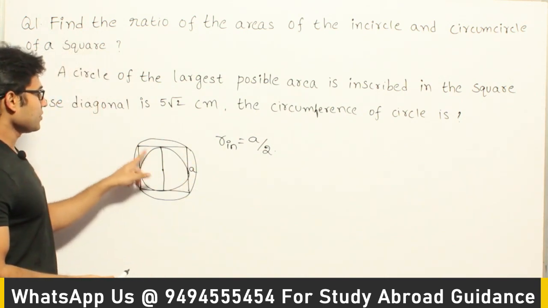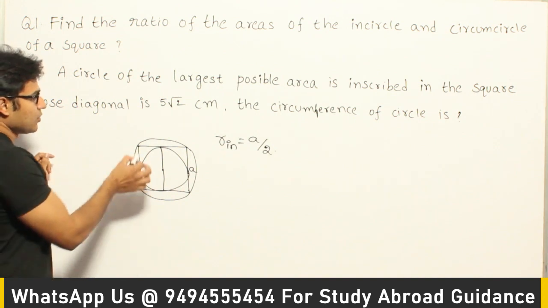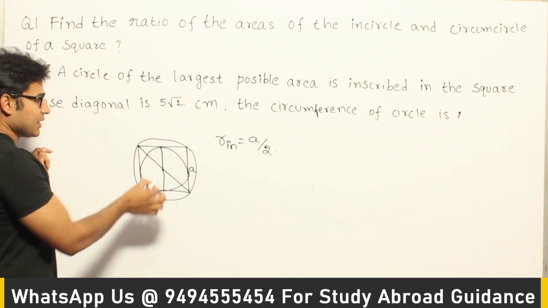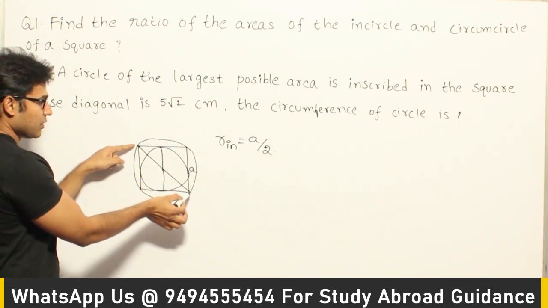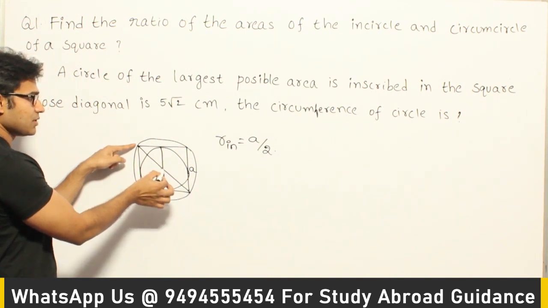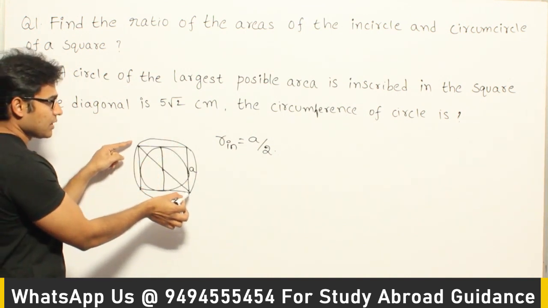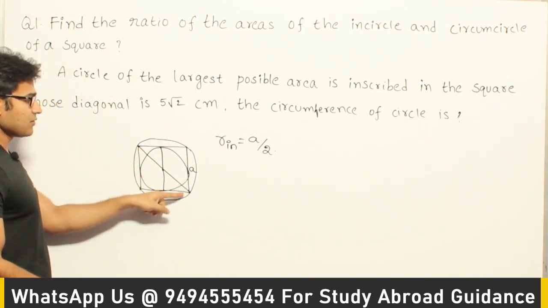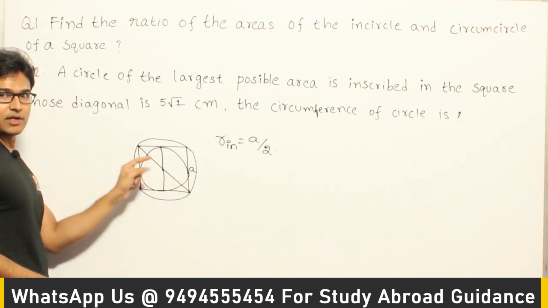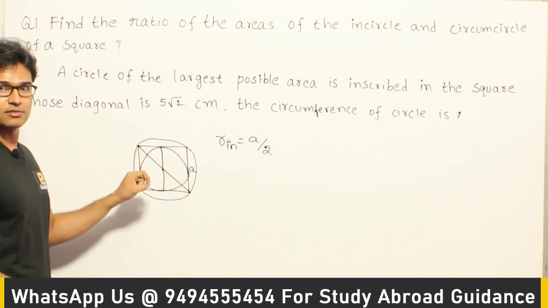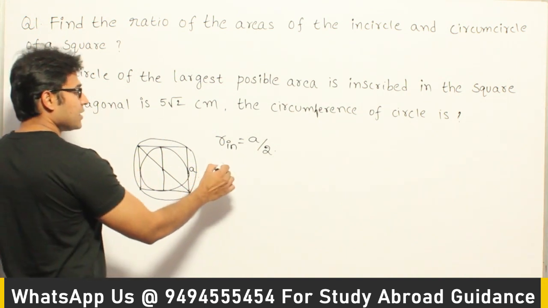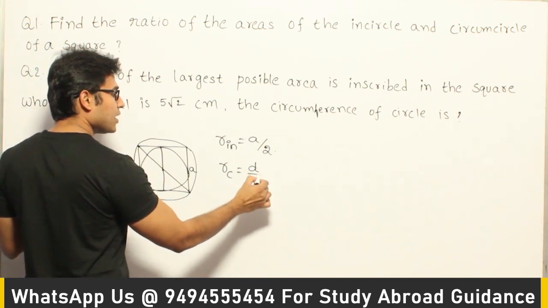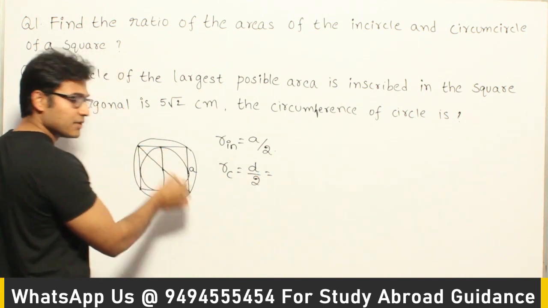And now if you look at the circumcircle, the property is, if you draw a line passing through the center touching both the vertices, this diagonal will be passing through the center of the circumcircle, therefore you can take the diagonal as a diameter. Got it? Therefore in case of circumcircle, the diagonal of the square is going to be the diameter, right? So what does it mean? The radius of circumcircle is equal to diameter divided by 2, and diameter is diagonal in this case, right?